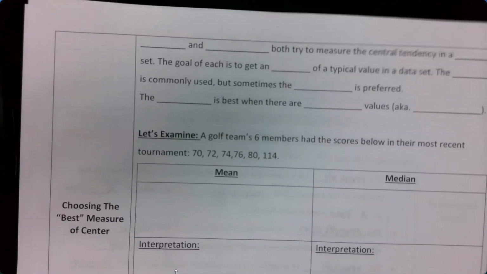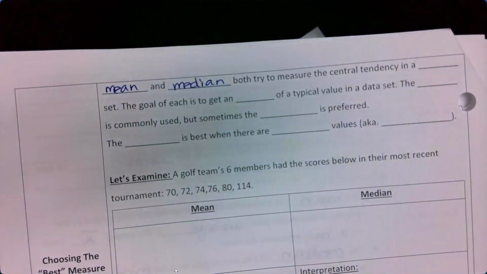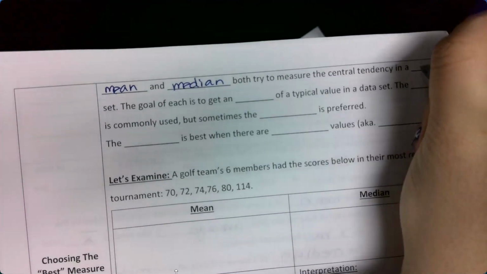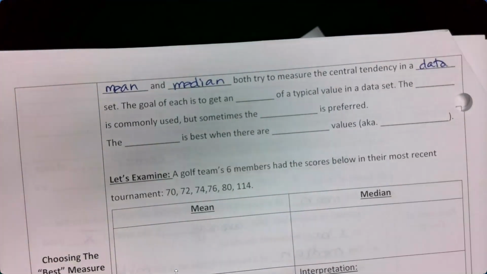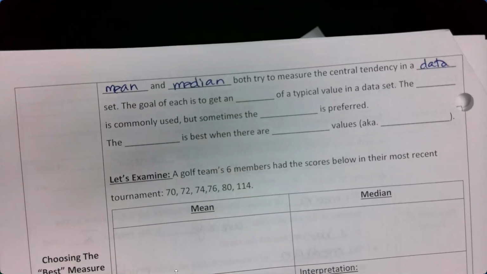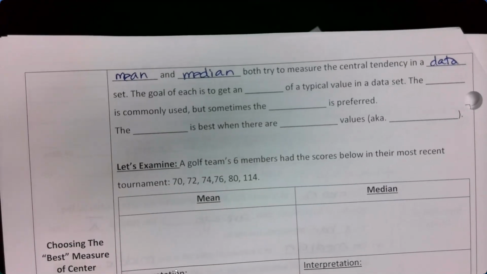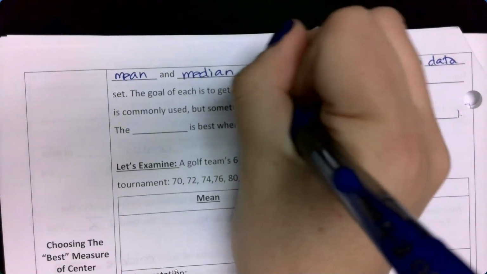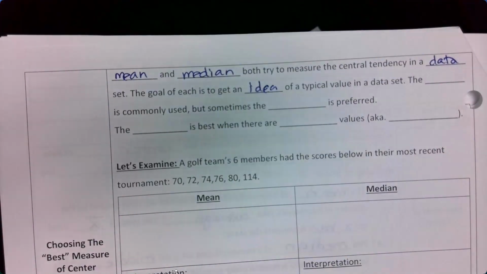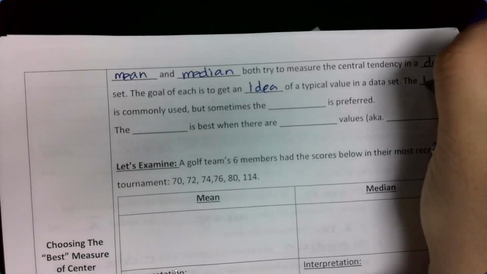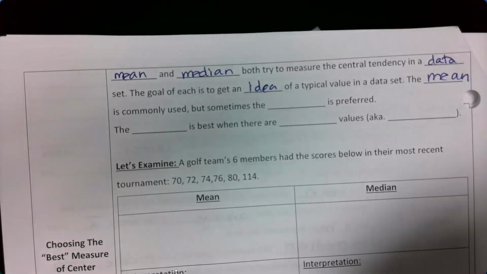So, mean and median both try to measure the central tendency in a data set. The goal of each of them is to get an idea of a typical value in the data set. So typically we'll use the mean, but sometimes you would prefer the median.